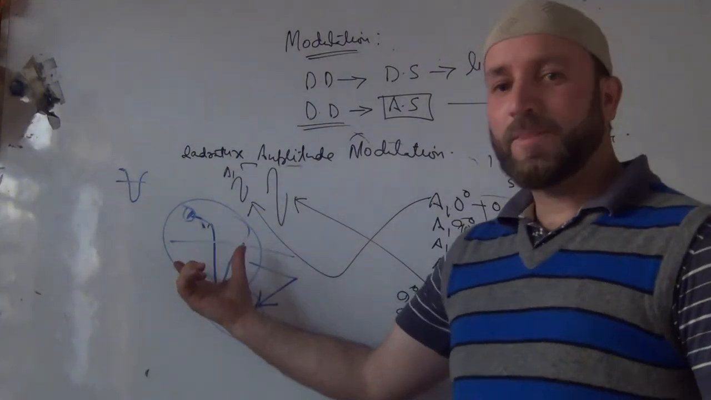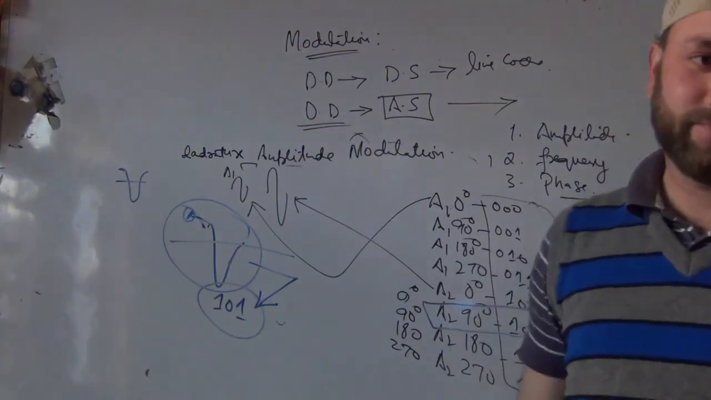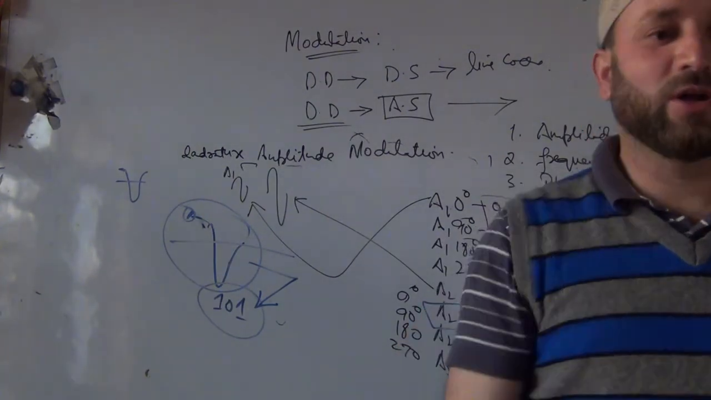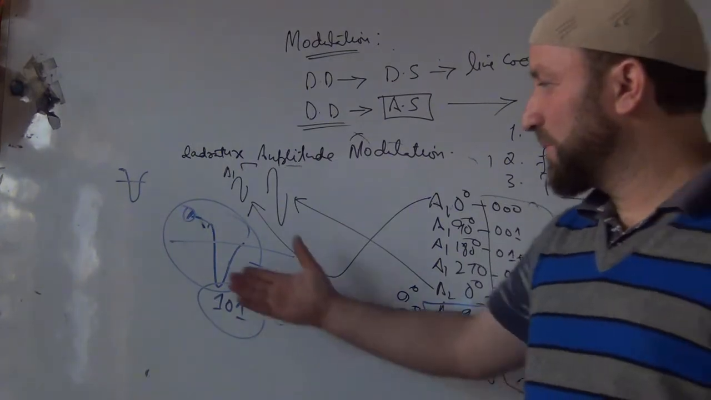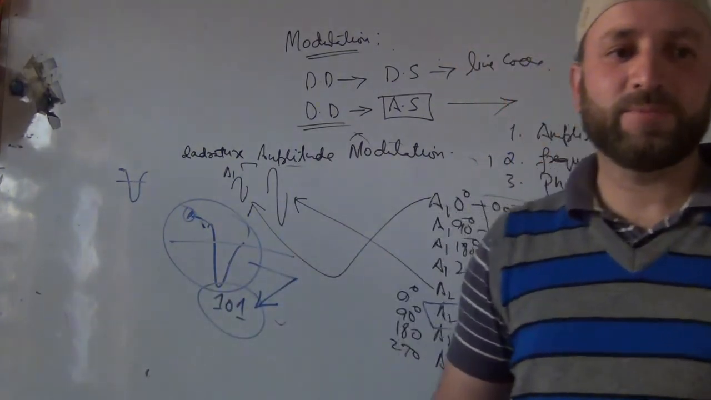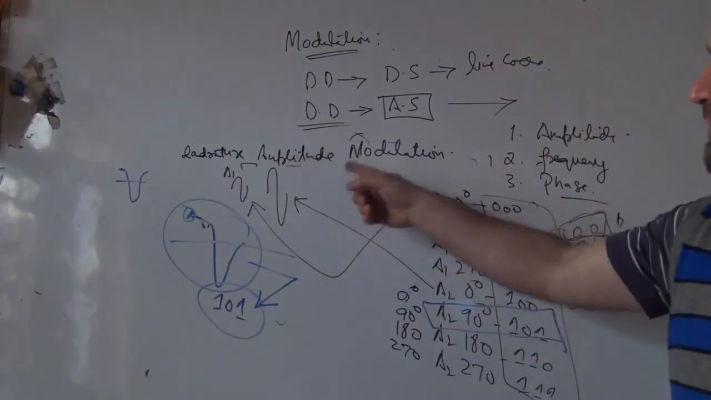More bits per baud. Per signal. Baud actually means the signal. So we've got more bits per baud. So 3 bits per baud. What is it called? Quadrature amplitude modulation.